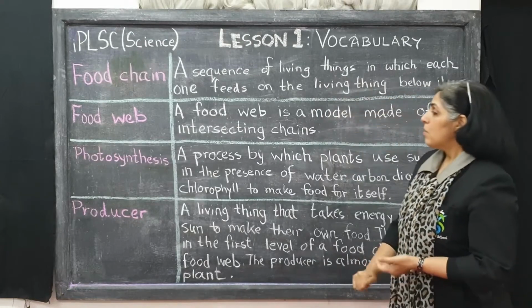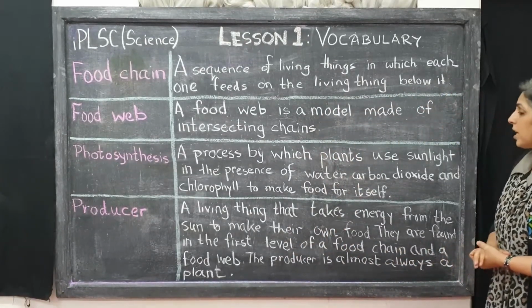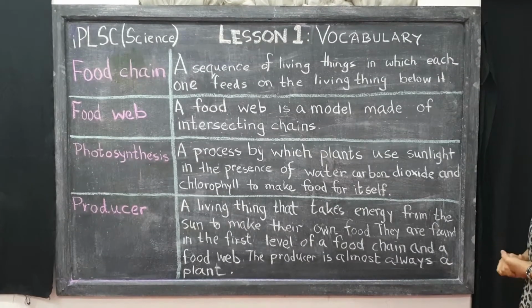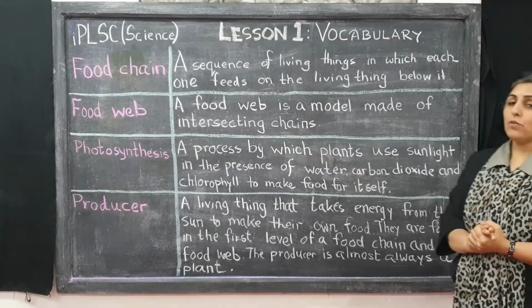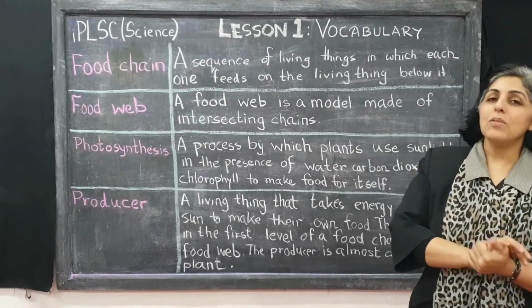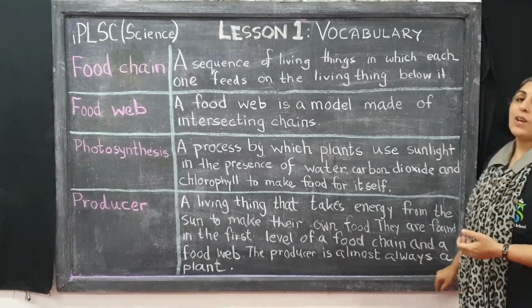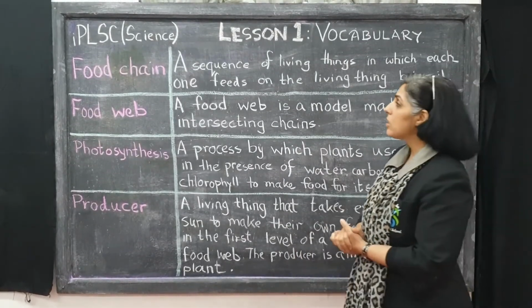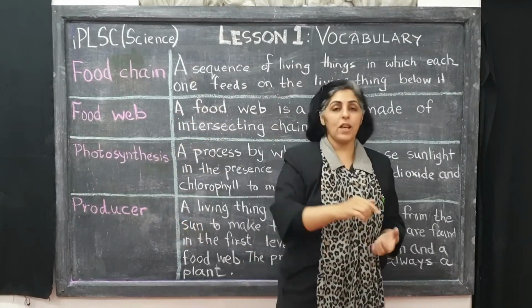Moving on to producer: a living thing that takes energy from the sun to make its own food. They are found in the first level of a food chain and a food web. And what are these? These are mostly plants and grass. The producer is almost always a plant. There you go. This is food chain, food web, photosynthesis and producer that we have come across so far.